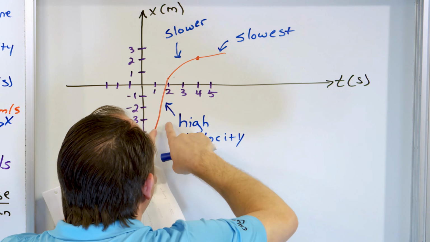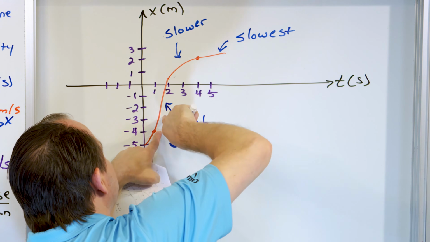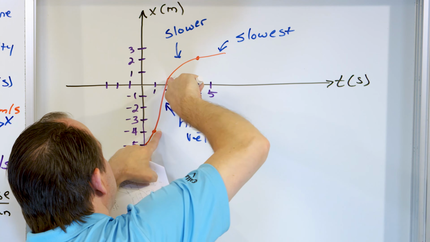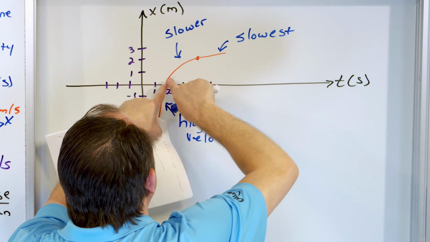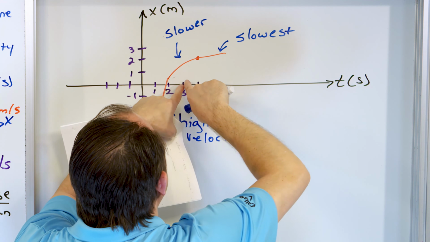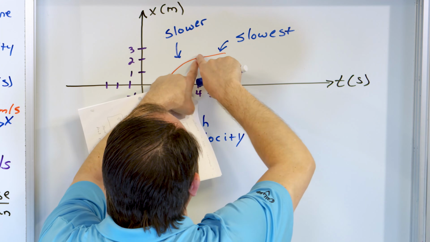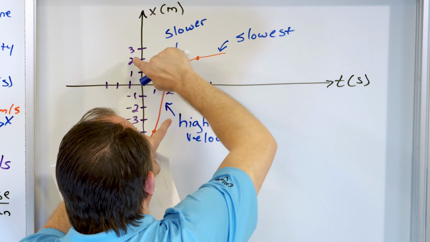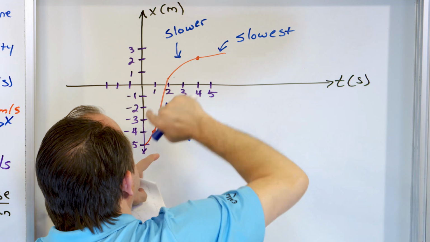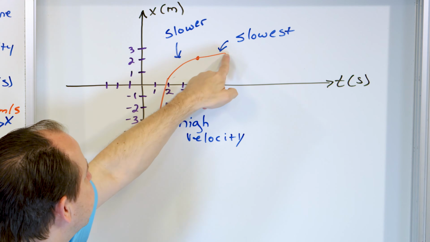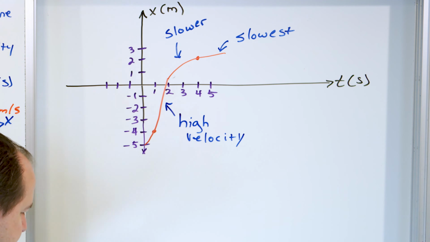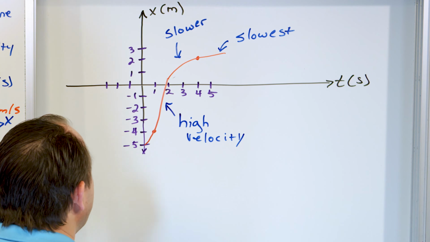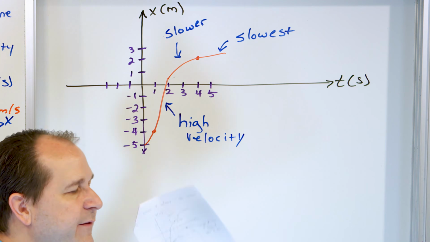So right here, in 1 second between here and here, you travel a great distance. That's very, very high velocity. But between 2 and 3 seconds, you travel not as far. But then between maybe 4 and 5 seconds, you travel very, very little at all, because your distance is, of course, the vertical aspect of it right here. So that's why this is the slowest, because in 1 second, you're not traveling as far as you are down here.